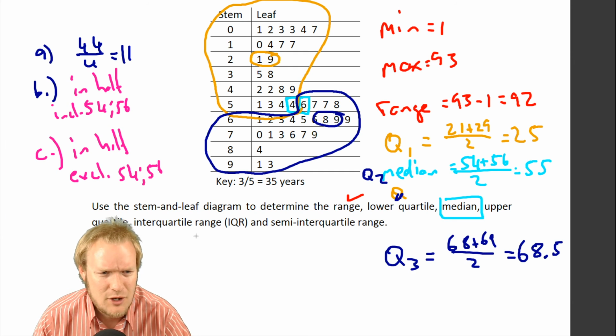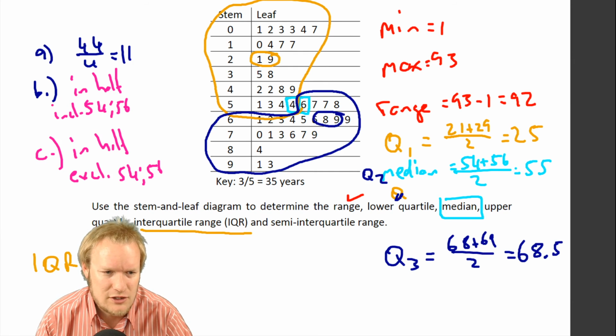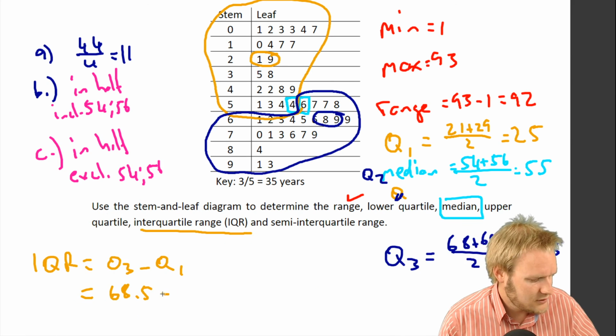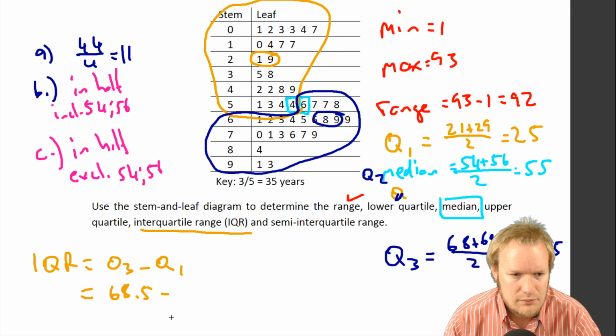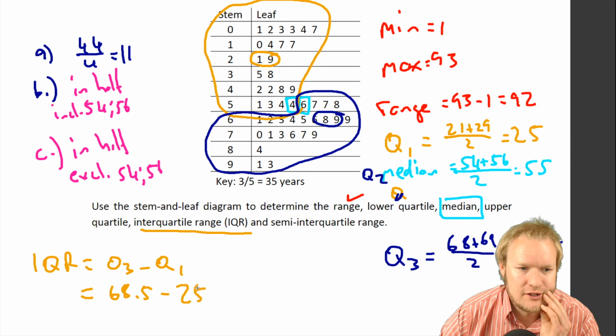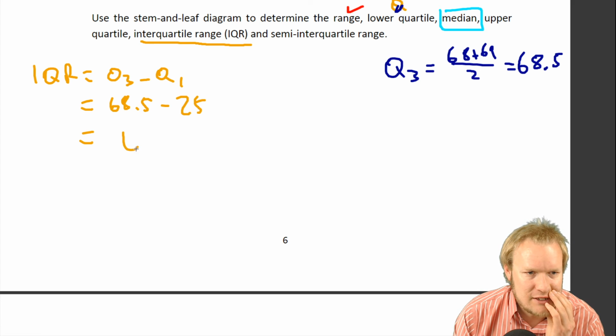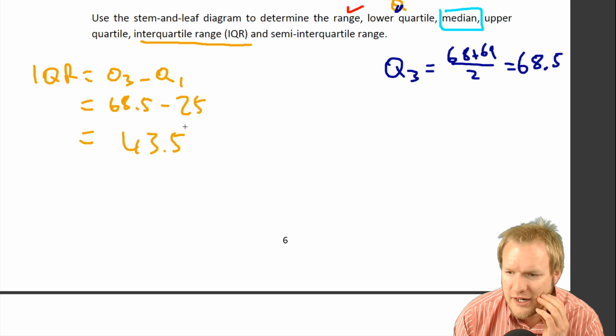Let's run through them. We've got the interquartile range. Well, that's easy. The interquartile range is just how much is there between Q1 and Q3. So we can go that's 68.5 minus 25, so let's get that there, equals, well, that's easy, that's 43.5.